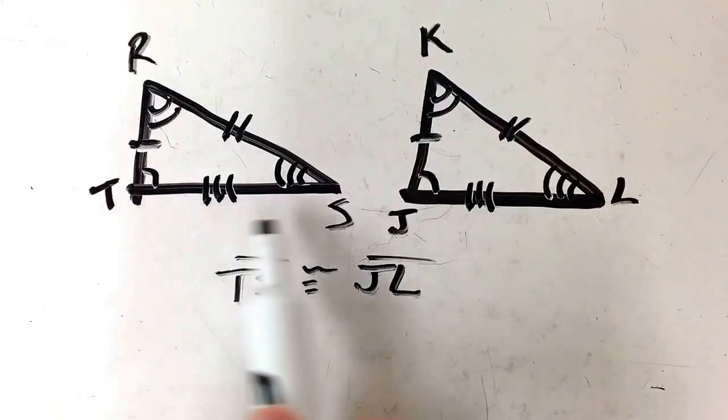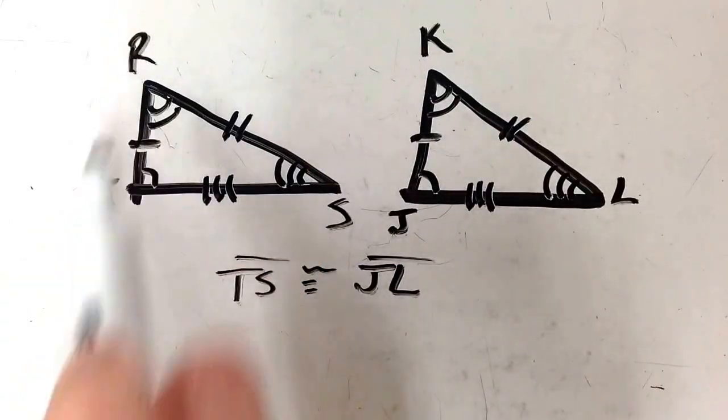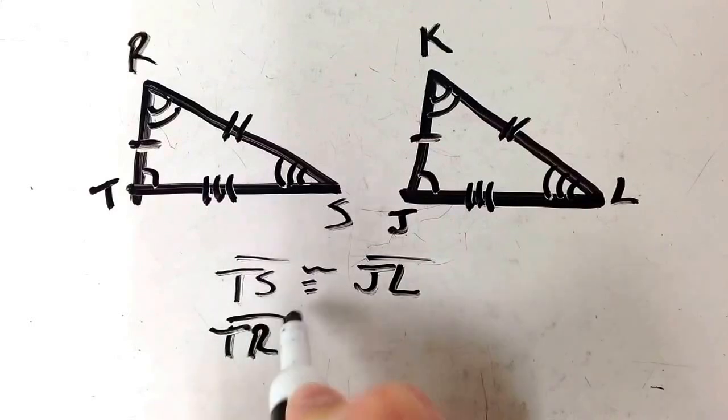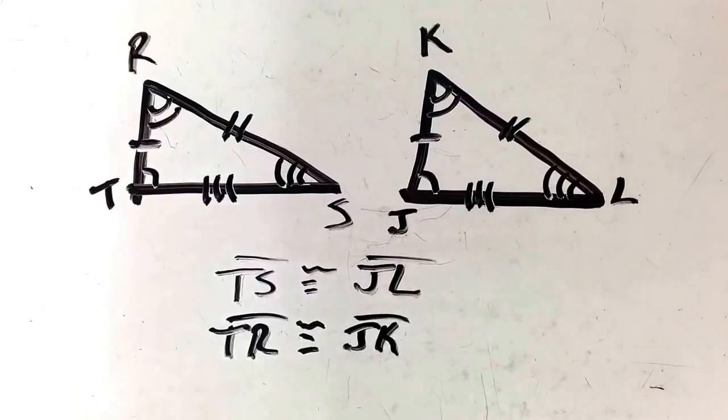Now, this line and this line are equal, but this line and this line are not equal. Even though they both have dash marks, they have a different amount of dash marks, meaning that they have a different measure. However, I can write line segment TR is congruent to line segment JK.